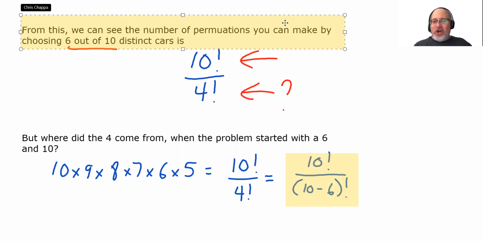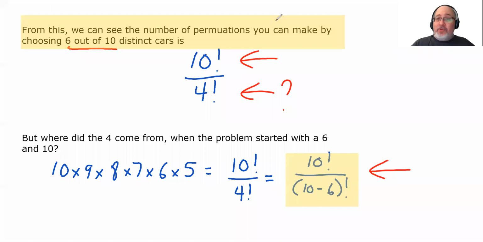6 out of 10 distinct cars. This problem down here calculates the number of ways we can pick 6 out of 10 cars in a certain order, and that expression only involves the numbers we were given. What we're doing is building a formula, and the formula goes something like this. Oh, I'm sorry, before we do that, one last thing.